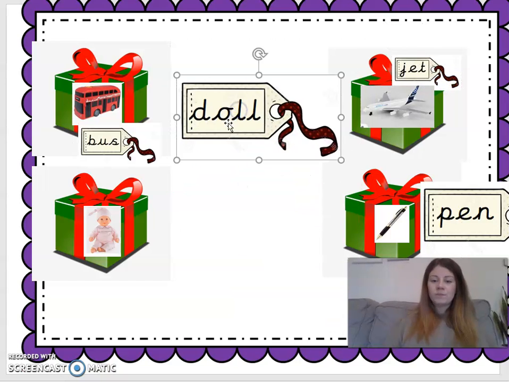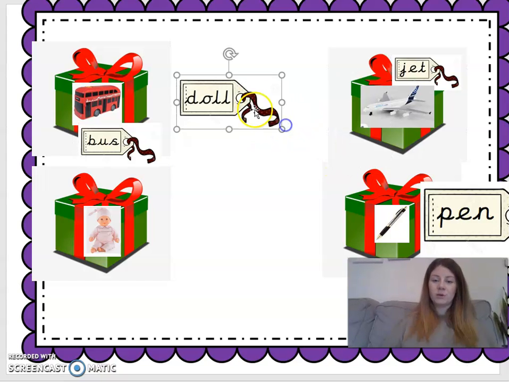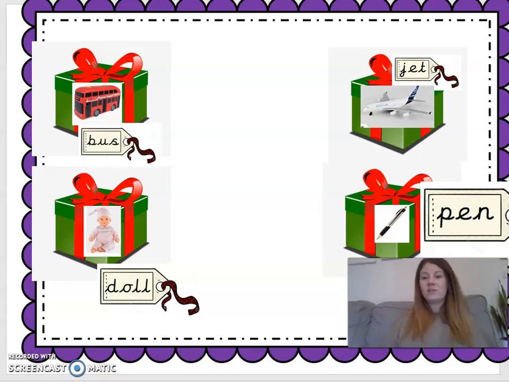Okay, last one. D, a, oo. Oh, sorry, I forgot to say the sound oo just once, didn't I? Dearie me, I'm having a mixed up day. Let's see if you can help me correct it. D, a, oo, doll. Which one has a baby doll? Oh, I'm so glad you helped me put the labels back onto my presents.